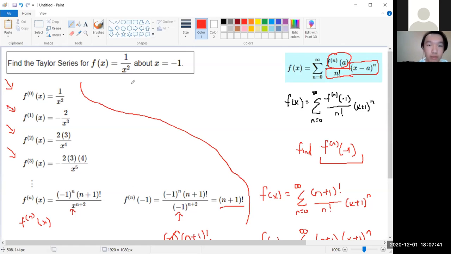That's the center of our series. So the -1 is basically your a. So -1 gets plugged into a.